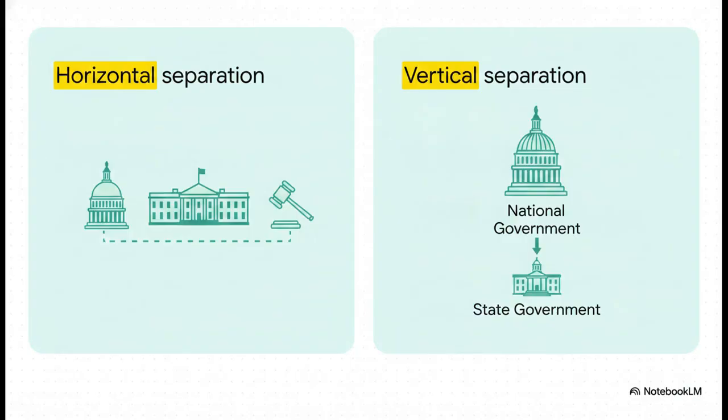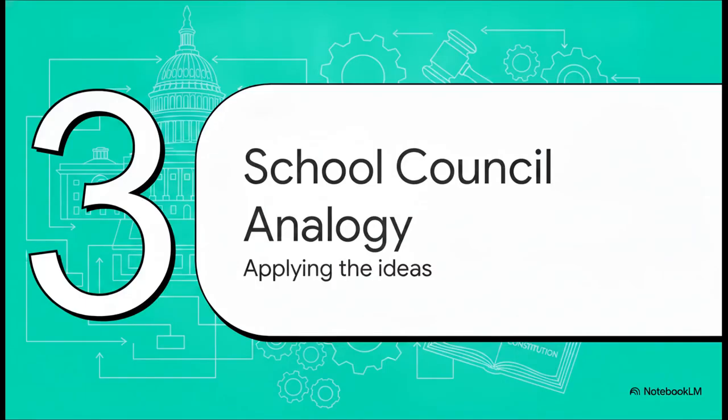This visual perfectly captures the difference between those last 2 ideas. It's so important to contrast these. Separation of powers is a horizontal division. Power is shared across the 3 branches on the exact same level, like rooms on one floor of a house. Federalism, though, is a vertical separation. Think of it like a ladder, dividing power vertically between the national government at the top and the state governments below.